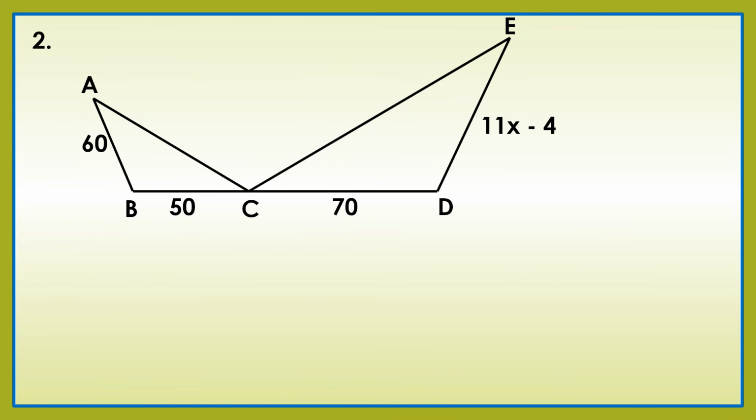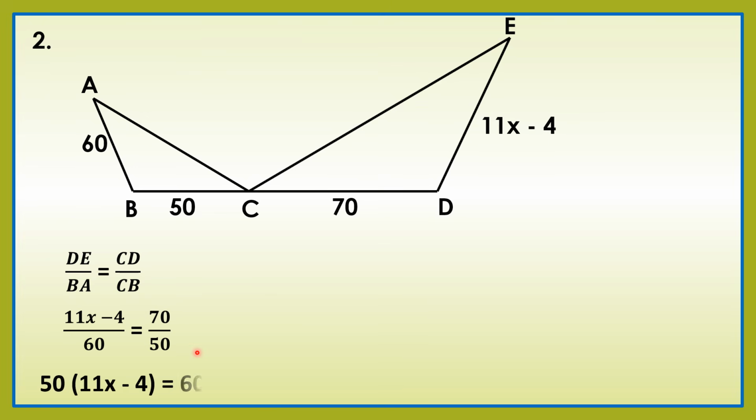Let's have another problem. So, isosolve pa rin natin dito yung value ng x. Pero this time, we have here 11x minus 4. So, kunin lang natin yung corresponding side niya, which is 60. So, let's have here DE over BA. And another proportional segment, we have here CD over CB. By substitution, ang DE natin ay 11x minus 4, ang BA natin ay 60, ang CD natin ay 70, and then yung CB natin ay 50.